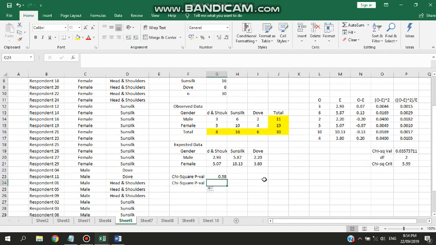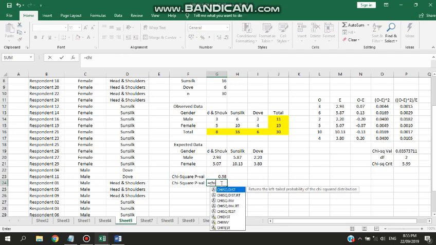So the same principle applies for alpha level 0.05. If the chi-square p-value falls below 0.05, it means there is a significant relationship between the two categorical variables. It means there is really a difference in how they choose shampoo. Okay? So, there's a formula for that in Excel again.